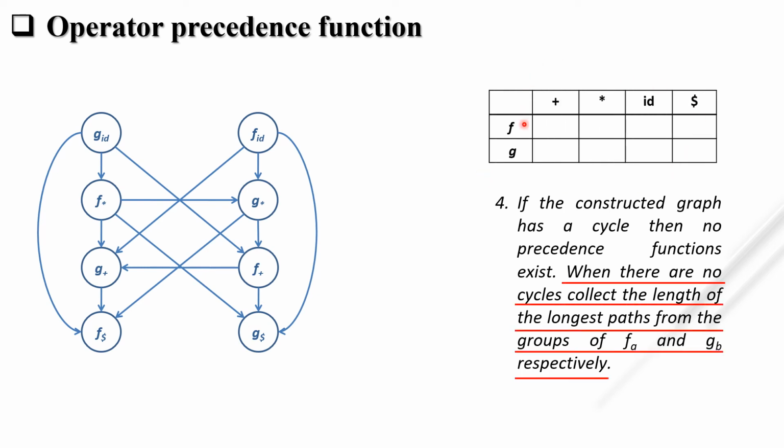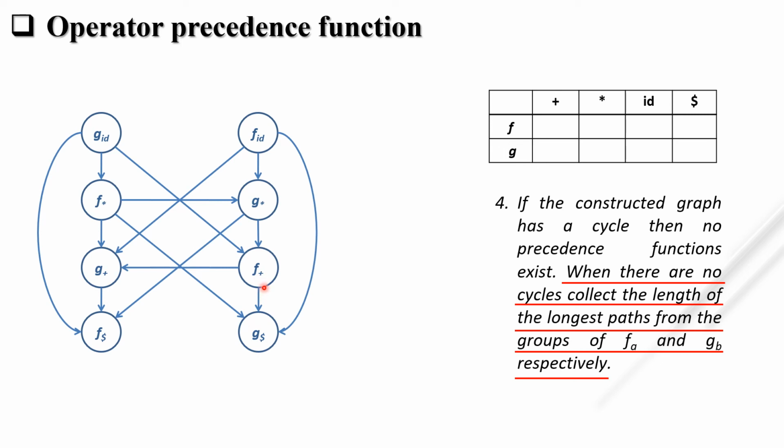This table we have to construct, where there is an f function and a g function. There are terminal symbols, that is plus, star, id, and we have to put dollar. This whole graph does not contain any cycle, so we can collect the longest path from the group of f of a and g of b. So now how to fill this table? First we are considering f of plus. Which is the longest path that will end at g of dollar or f of dollar from f of plus?